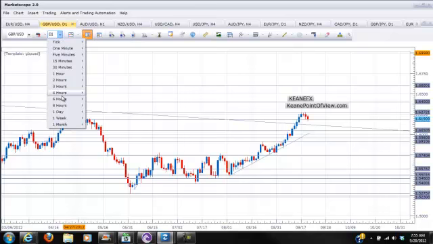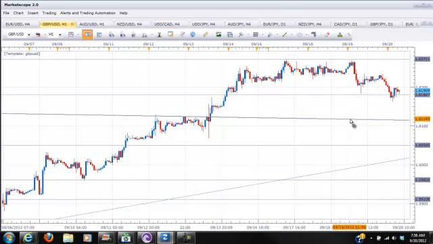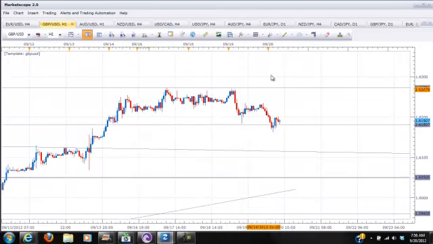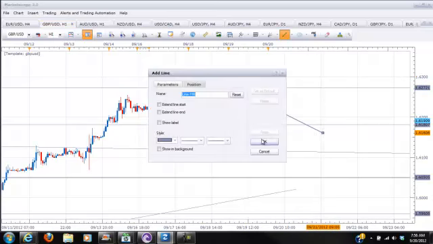Let's take a look at that on a 1 hour chart, and we may get a better idea. It looks like there's a channel forming there, and there very much is. As we can see right here, there's a channel forming, and the pair is respecting the channel. And let's see.